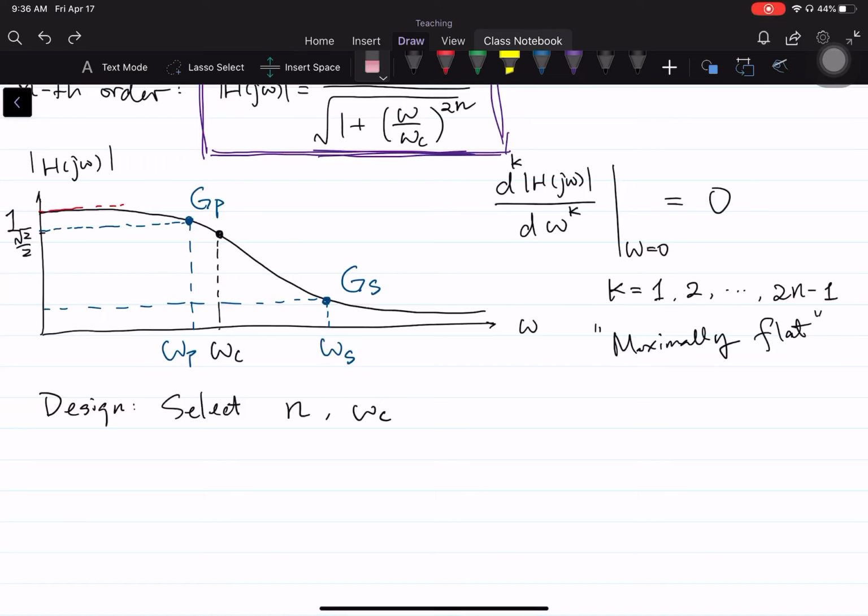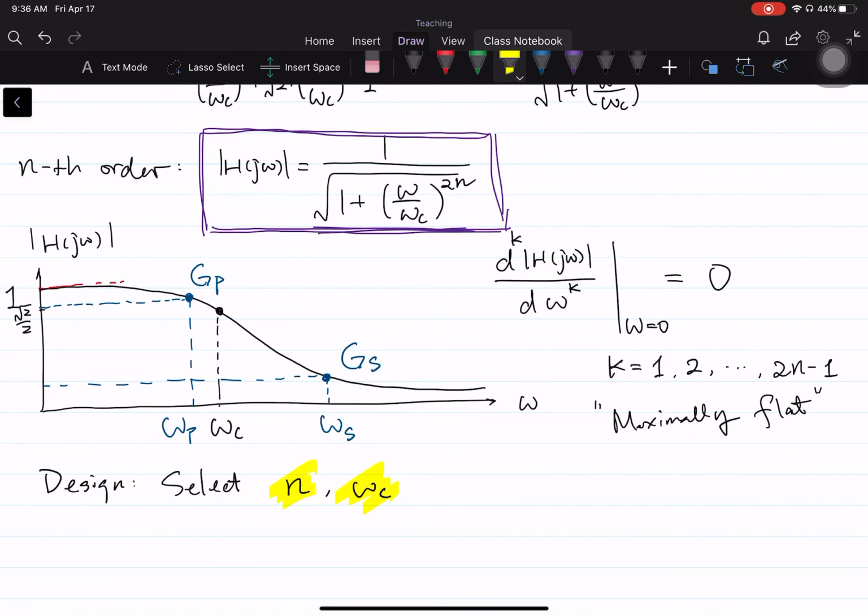So in the last part of today's lecture, we're going to look at a design problem. For a Butterworth filter, design comes down to selecting two parameters. As soon as you fix the order of the filter n and the half power frequency omega c, you're all set. The half power frequency is sometimes called the 3 decibel frequency.